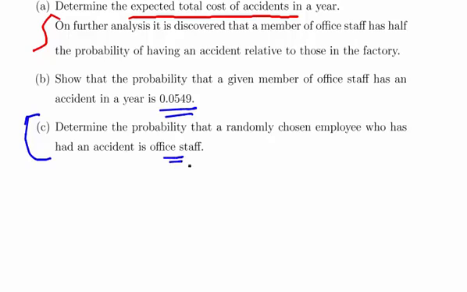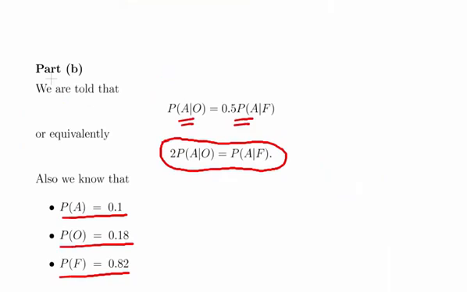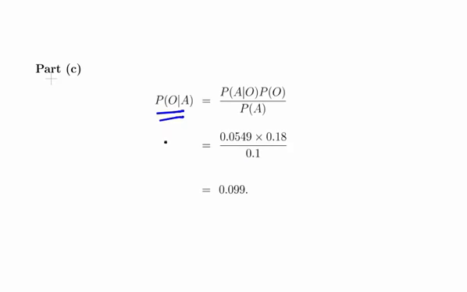Always be careful reading these questions. You can tell that it is a conditional probability, but it's a case of what given what. Is it A given O or O given A? Well, we know they've had an accident, so what's the probability that they're office staff? That's what we're looking for. We know they've had an accident, and we want to know if they are office staff.